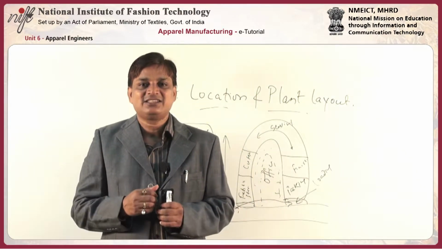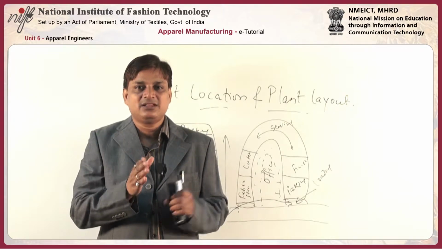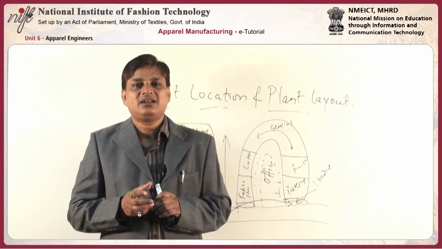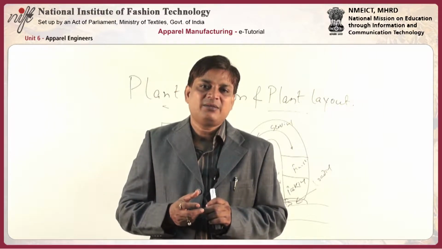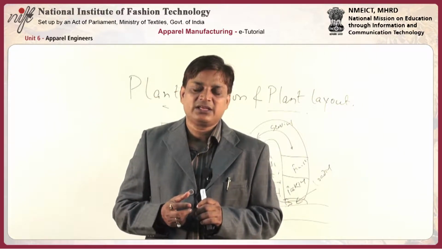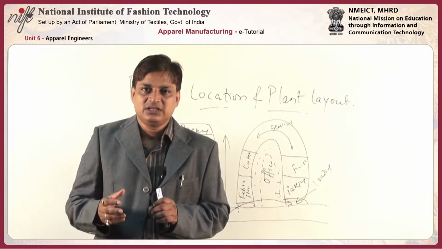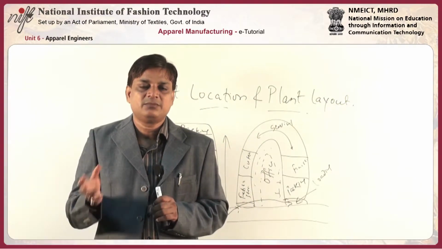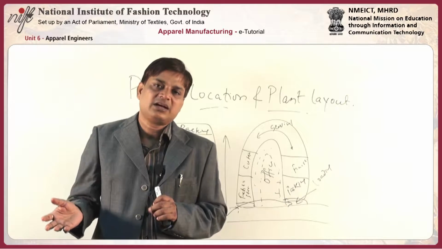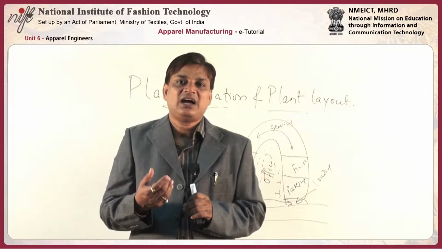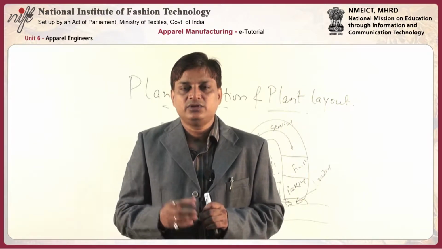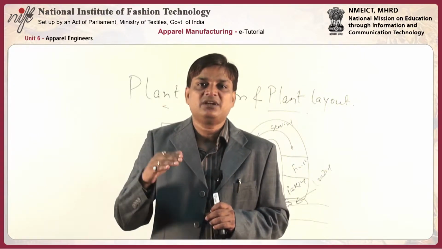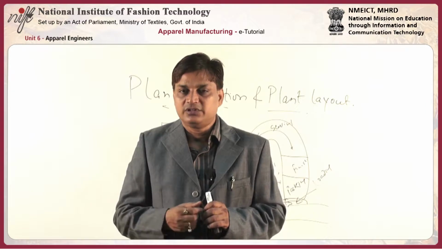The second thing is the least risk and maximum social gain. The risk factor should not be there. For example, some plants are in areas or countries which have so many disturbances in the country, or in that particular location, maybe different disturbances are there.